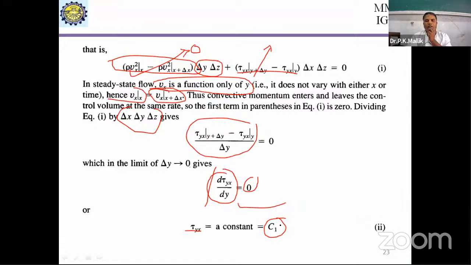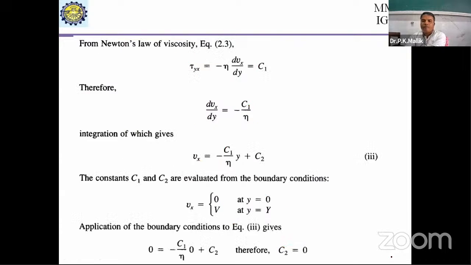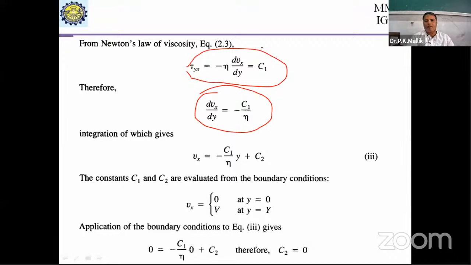Then you have to find out the boundary conditions to evaluate C1. So for this C1, you can substitute from Newton's law of viscosity. In Newton's law of viscosity, tau yx is equal to minus eta dVx by dy. So then again, equating this equation, you will find the velocity profile. Under the integration, we will get the velocity profile. So this is the equation. We will get another constant, C2. So you have to evaluate these two constants using the boundary conditions.